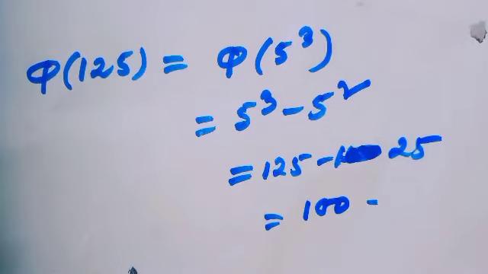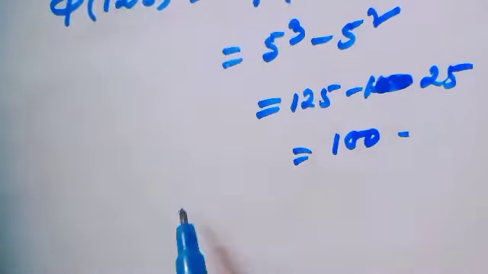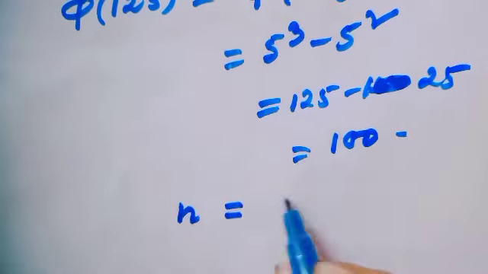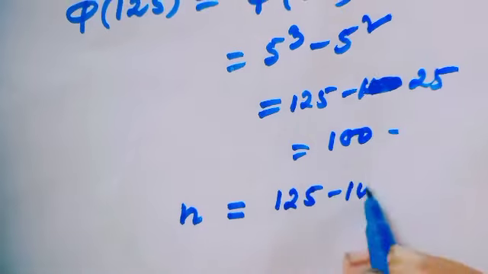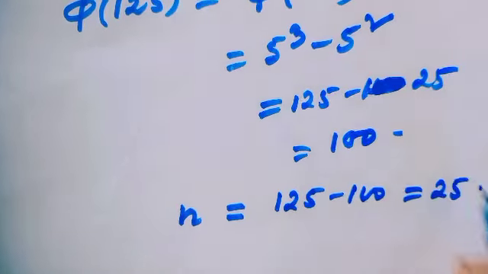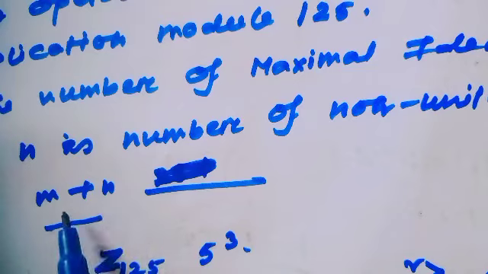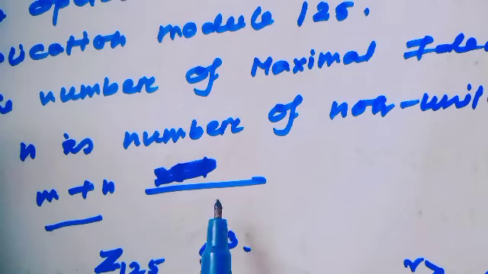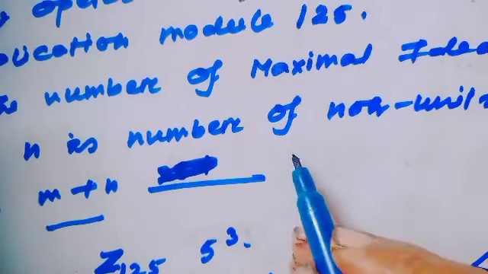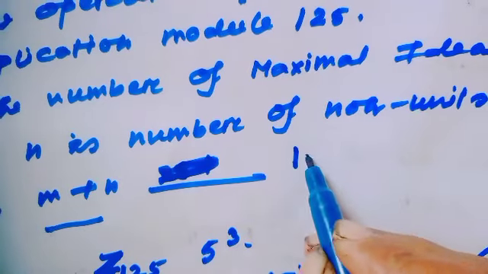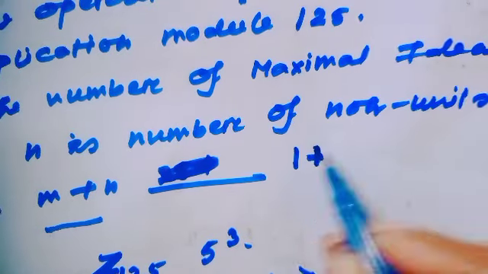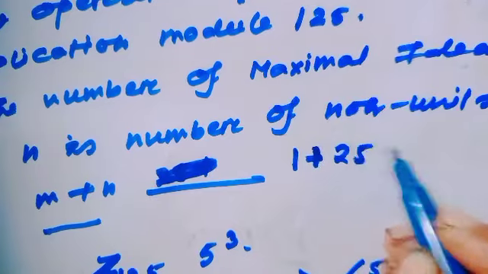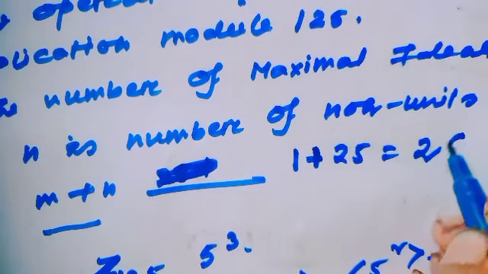That means the number of non-units, denoted n, would be 125 minus 100, which equals 25. That means the value of m plus n equals, where m is the number of maximal ideals, here only one maximal ideal, and n is the number of non-units, here 25 non-units. That means this value would be 26.